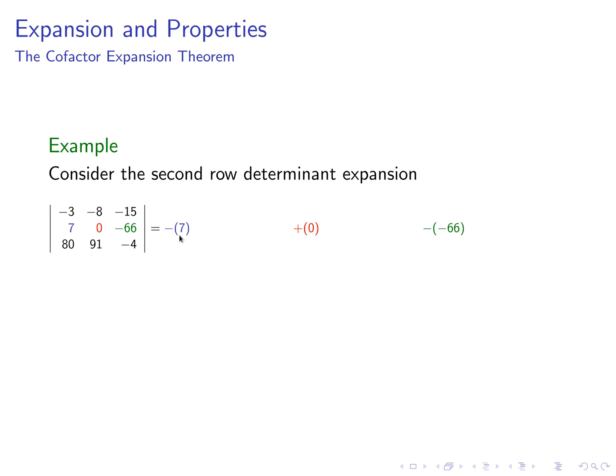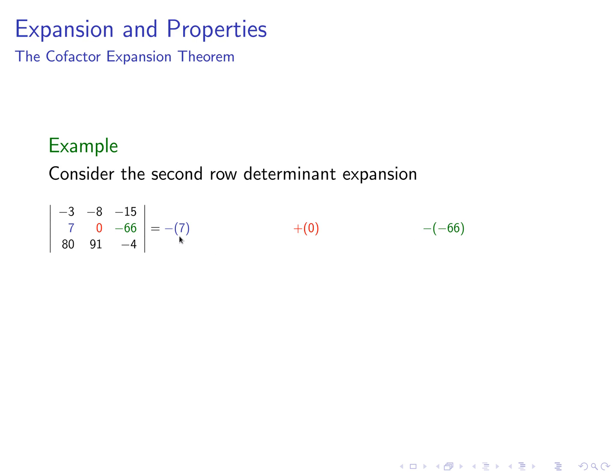Now, the way we choose our scaling of plus or minus 1 is determined by the cofactor formula. 7 in this matrix is in the 2,1 position, and negative 1 to the 2 plus 1 is negative 1 cubed, which is negative 1. So we start by scaling our value of 7 by negative 1. Once we determine the first scaling, everything else alternates in order. So now we are adding 0, and then we will subtract negative 66.